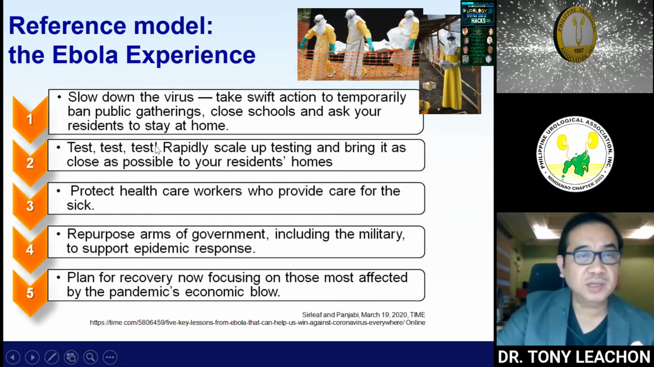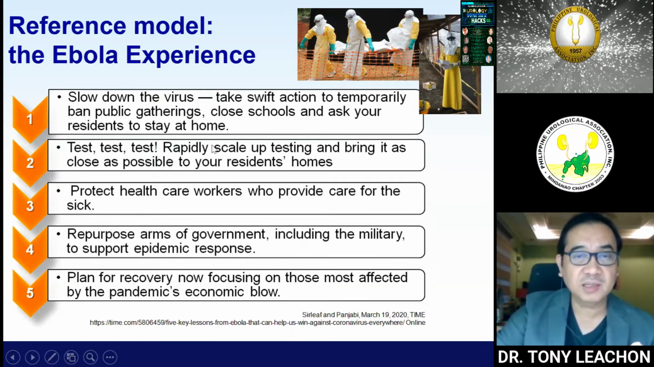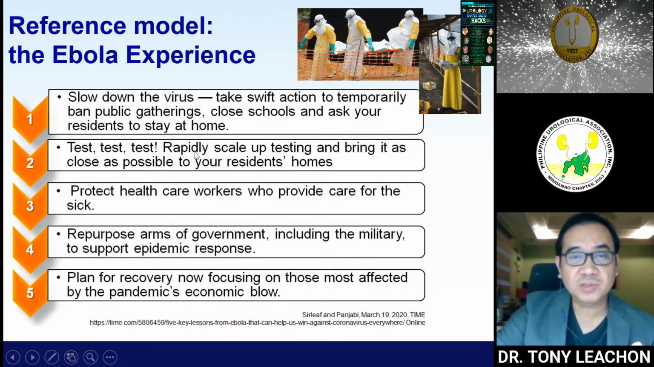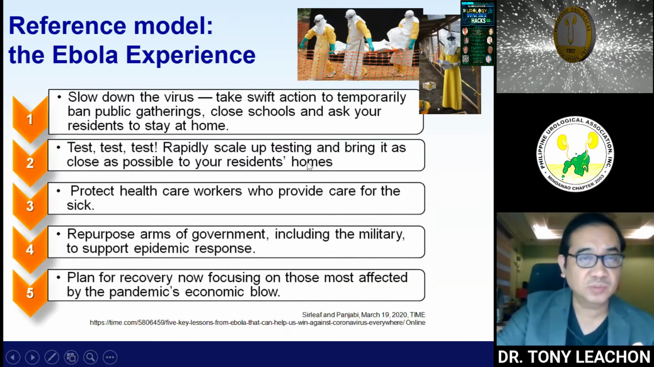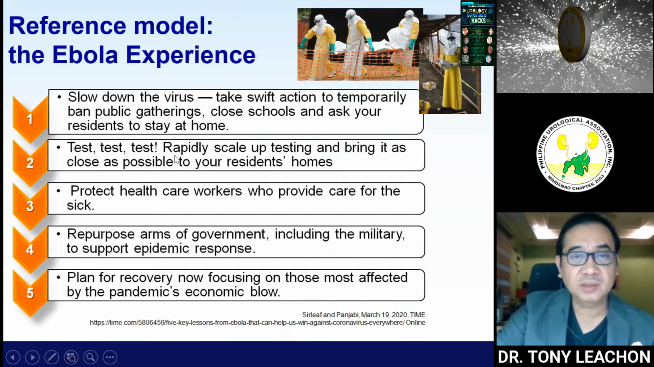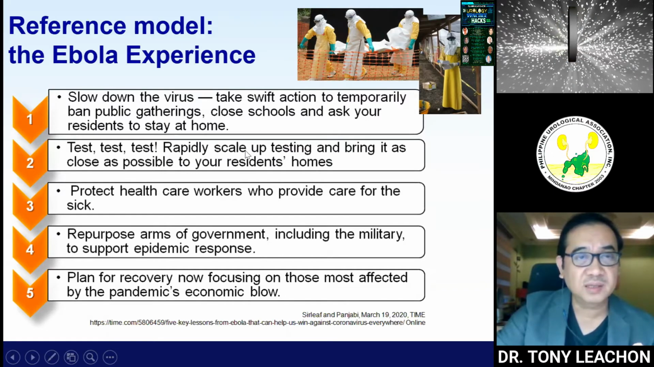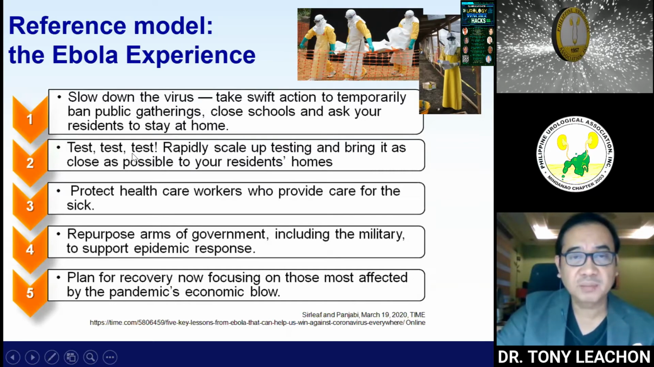And since we are dealing with an invisible enemy, massive testing should be done, rapidly scaling up testing, and bring it as close as possible to the residents' homes. And it's just like looking for a needle in the haystack with your eyes closed, so that it is really an imperative to do massive testing, about 3 to 10% of the population.